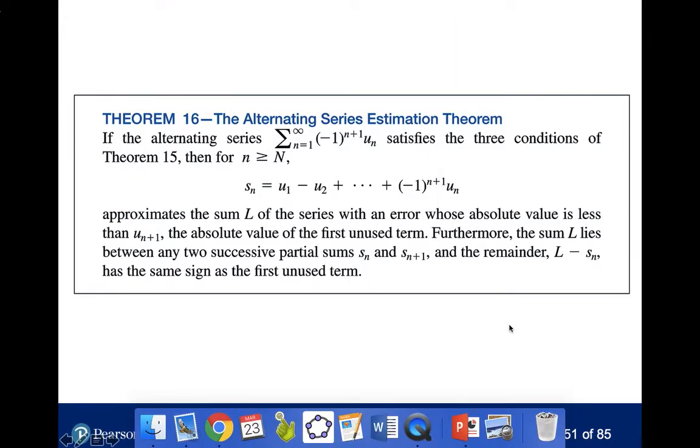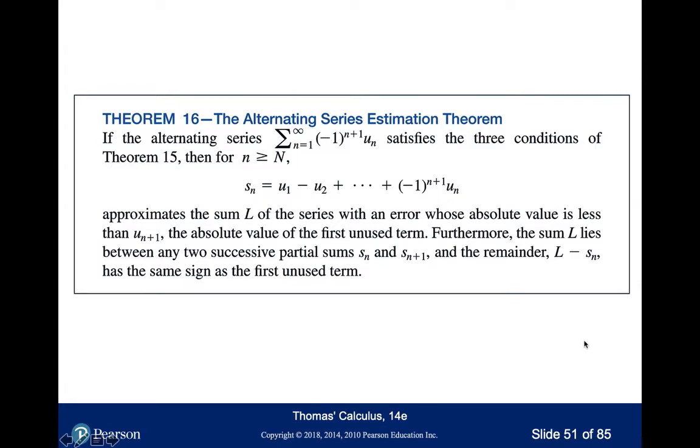So we could actually estimate what our alternating series would add up to. This says that the sum of the terms will have an error that is less than the absolute value of the next term. And it'll actually have the sign of whatever that next term is, that first unused term. So we can actually not only know if an alternating series will converge, but we can know pretty much what it's going to converge to.